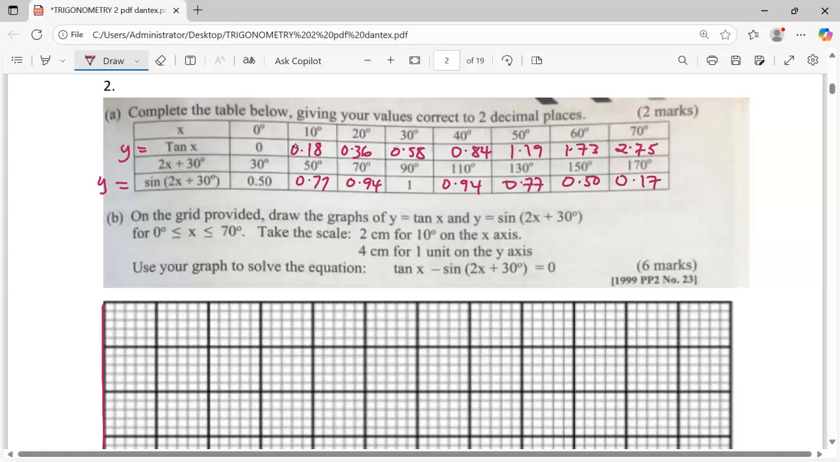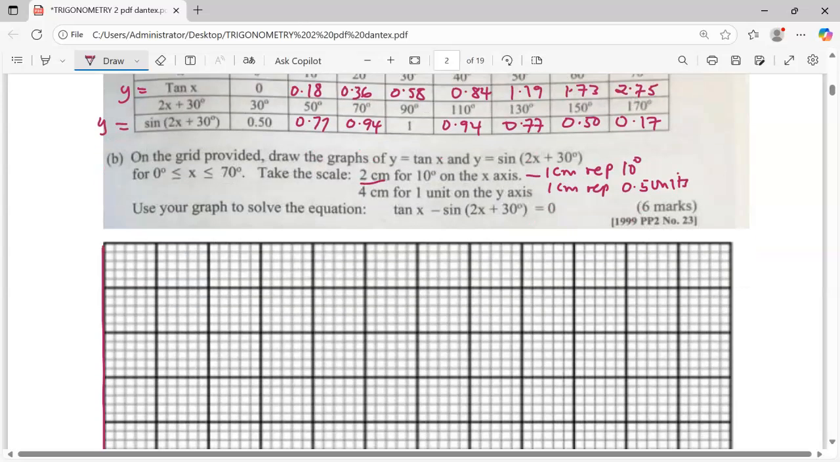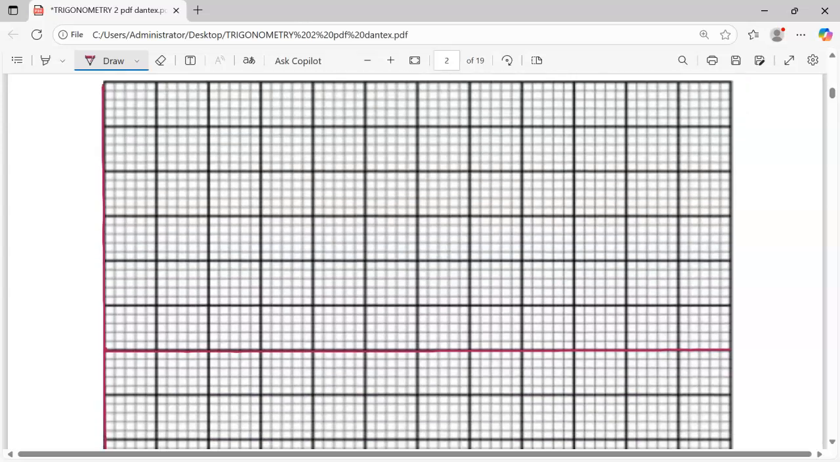According to the graph I have, on the x-axis, I'm going to use 1 centimeter, which is 1 box, to represent 10 degrees, instead of 2 centimeters. And on the y-axis, I'm going to use 1 centimeter to represent 0.5 units. Once I have done that, I'm going now to demarcate my graph.